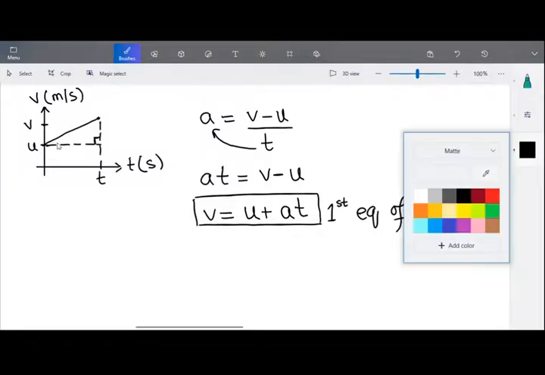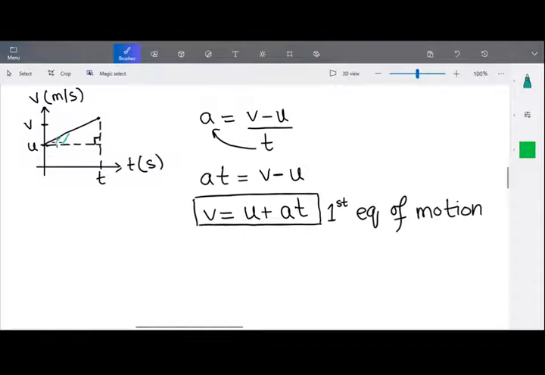So if I can find this green area over here for the triangle, and if I can find this red area over here for this rectangle, and if I can add both of these areas up, I'll just end up with the displacement of the object. If I just add them up, I'll get the total displacement. So let's actually try and find out these areas over here. So for the rectangle over here, it's going to be fairly simple.